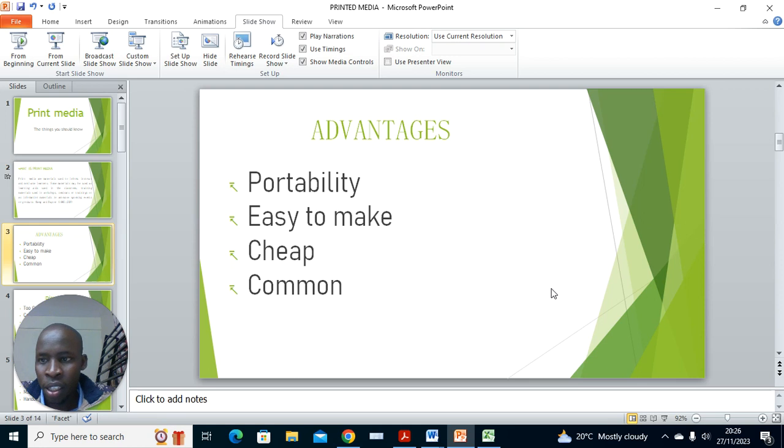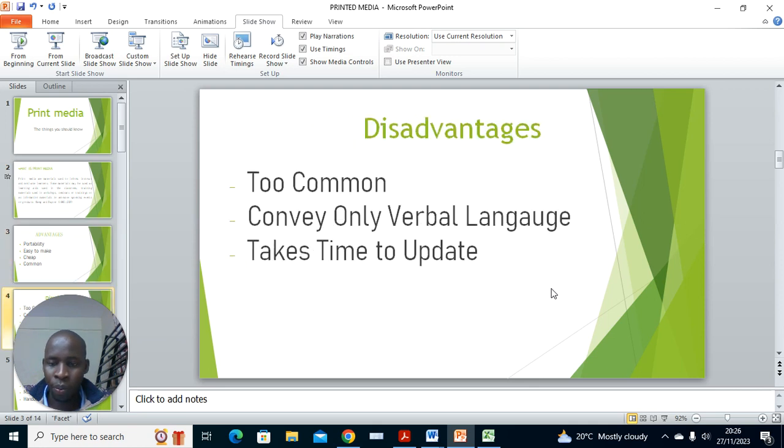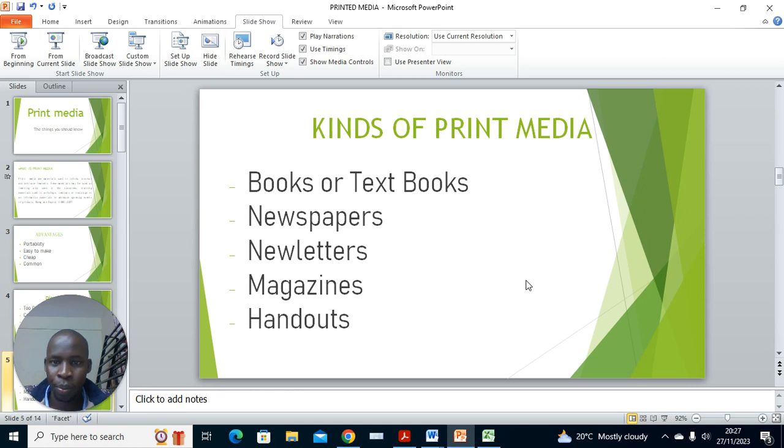What are some of the advantages of print media? One, it is portable. You can move from one place to another. Easy to make. It is cheap, and it is always common. Some disadvantages of print media are that it is too common, conveys only verbal language, and takes time to update.